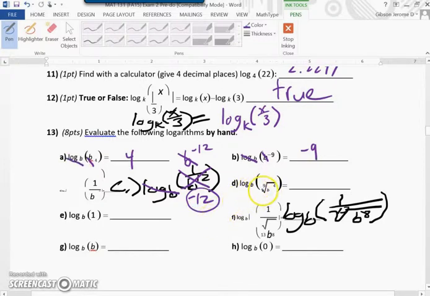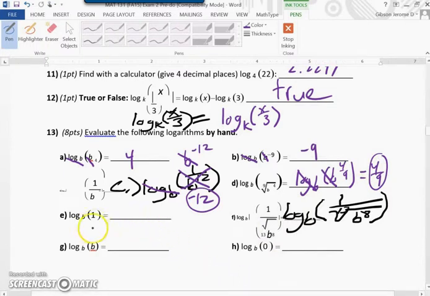Okay, d, we have log base b of the 9th root of b to the 4th. So this would convert to log base b of b to the 4/9 power, because remember, the index will become the denominator of this exponent. So these bases simplify out, and your final answer would be 4/9. Okay, now we come here. Log base b of 1. Any base, because you're not going to accept 0, any base with 1 here, your answer would be 0.